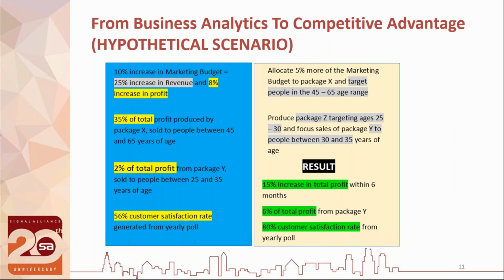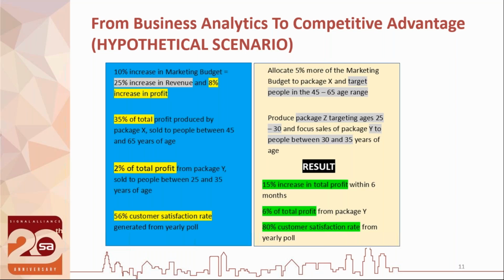But which product or products produced the bulk of this profit? For the purpose of this webinar, we'll keep our focus on just our top and bottom performers. We can see that package X is our best seller, producing 35% of our total profit. We also know something else about package X. Everyone who bought it fell into the 45 to 65 age range. With this insight, we can begin to ask questions like, what will happen if we concentrated our marketing efforts for package X on people within the 45 to 65 age bracket?